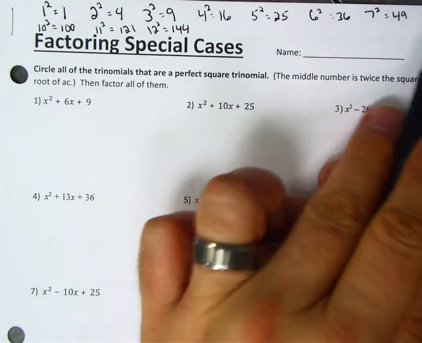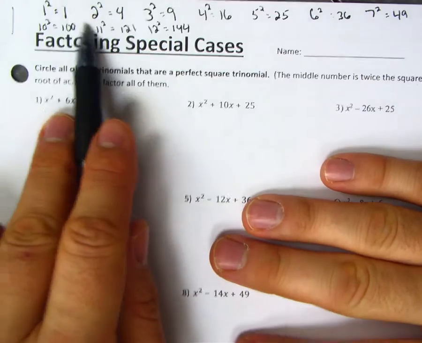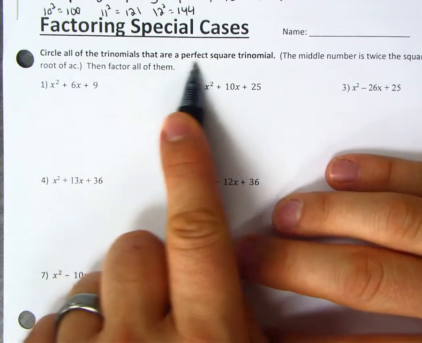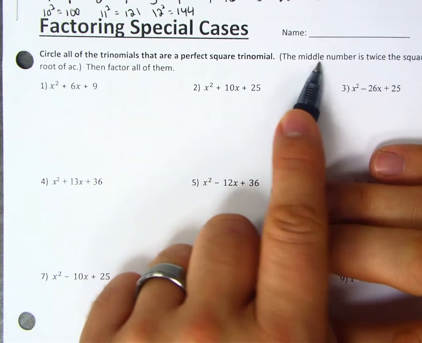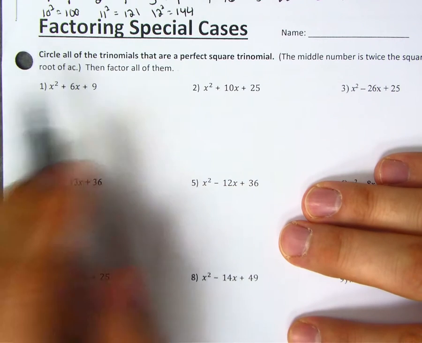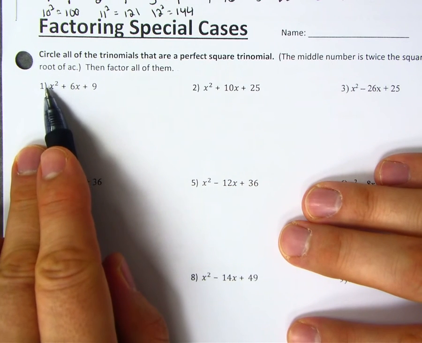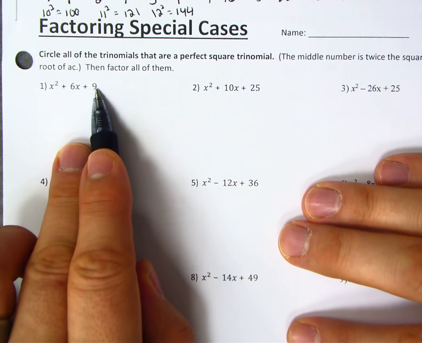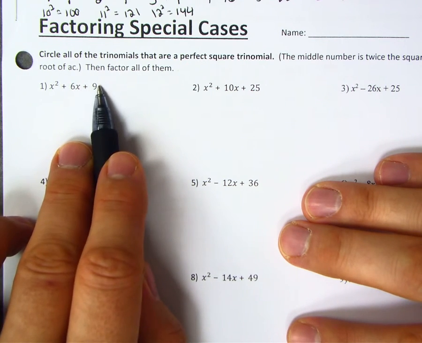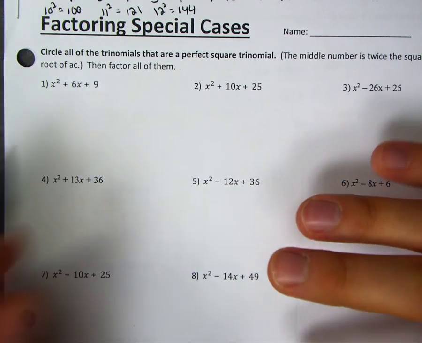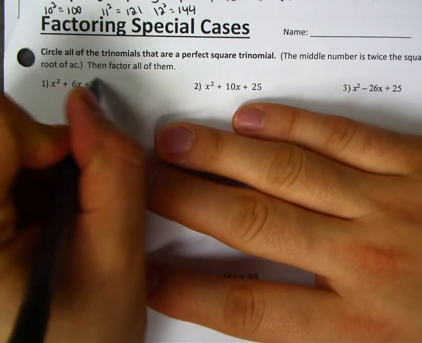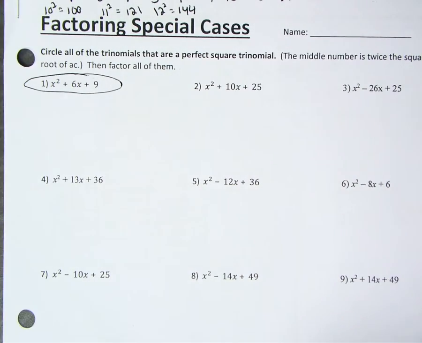But we just want to talk real quickly about these perfect squares and how we can deal with these when we're factoring. So it says right here, circle all the trinomials that are perfect square trinomials. Then the middle number is twice the square root of AC. So when we look at this, the square root of 1 is 1. The square root of 9 is 3. Alright, and 1 times 3 is 3. So twice that would be 6. So this is a perfect square trinomial.